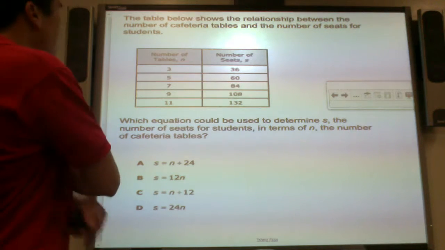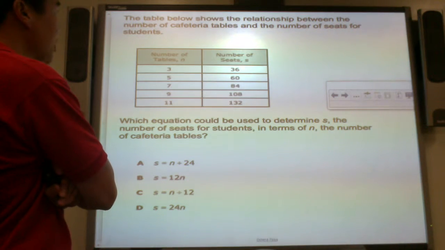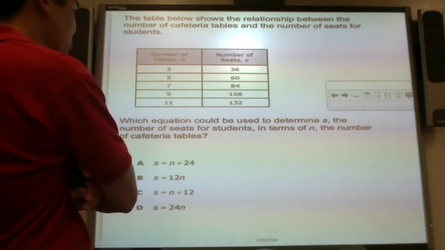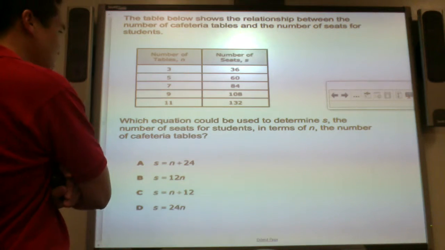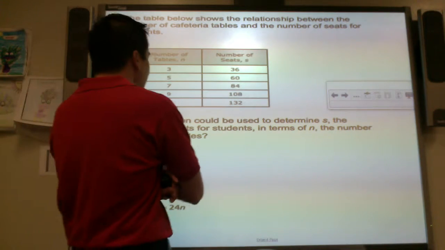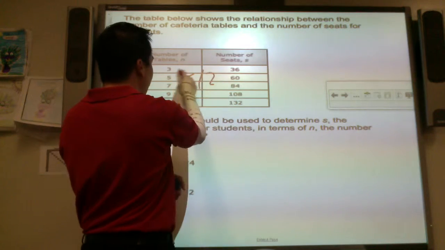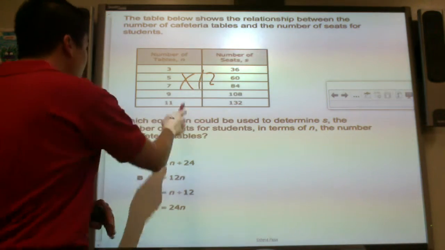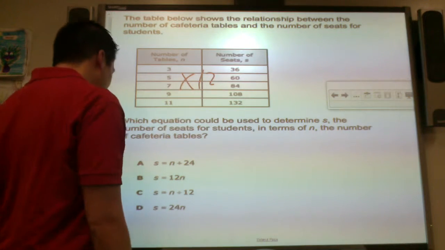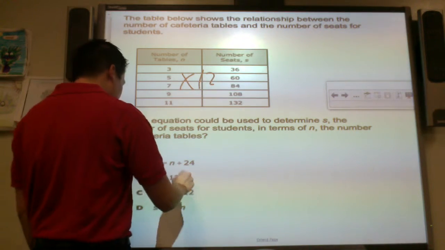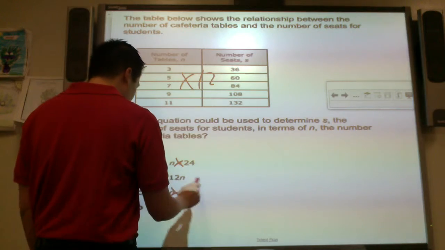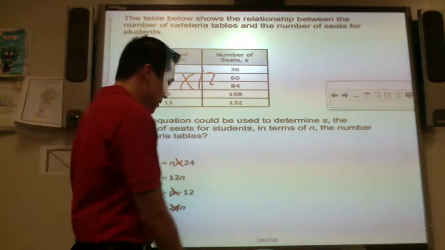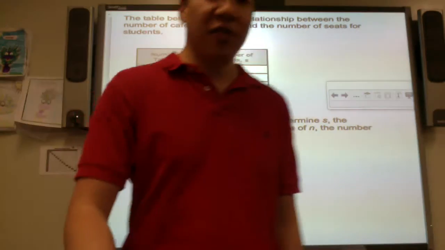And last but not least, the table below shows the relationship between the number of cafeteria tables and the number of seats for students. Which equation will be used to determine S, the number of seats for students, in terms of N? Let's see, it's times 12. 3 times 12 is 36, 5 times 12 is 60, 7 times 12 is 84. So you're multiplying N by 12. Well, this is dividing, this is adding, and this one is 24. B is the only one that makes sense. This is a multiplicative relationship.